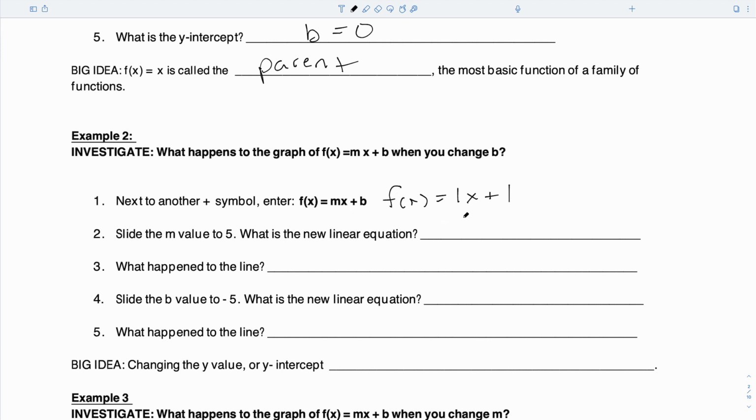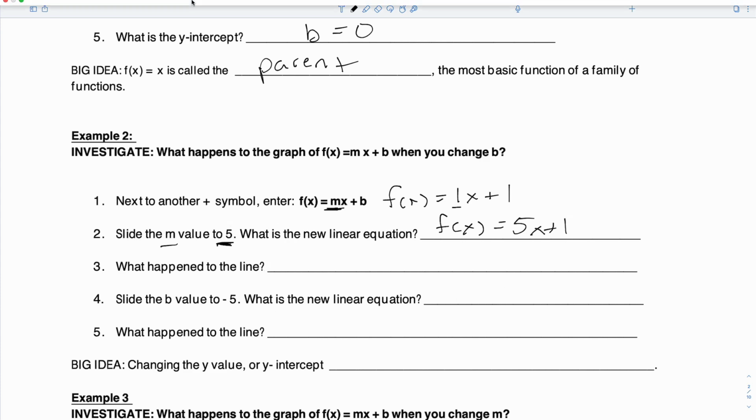Indy, what's the new function? When you change it to 5, what would it turn into? What is the m value for this graph? Okay, if you change it to 5, what is it? 5x plus? You got it.